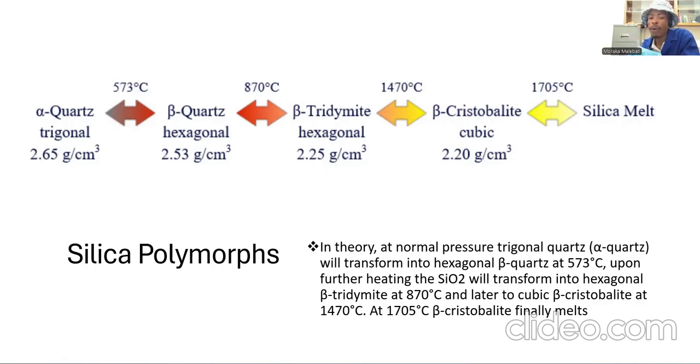Okay, so which is why we say in theory, at normal pressures, trigonal quartz, which is obviously alpha quartz, will transform to hexagonal, which is beta quartz. Upon further heating, the SiO₂ will transform into hexagonal, or what you call beta tridymite. And then when you increase the temperature again, and so on, until the cristobalite can no longer withstand the temperatures you're exposing it to, and then it will melt.